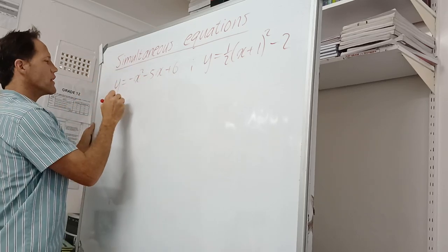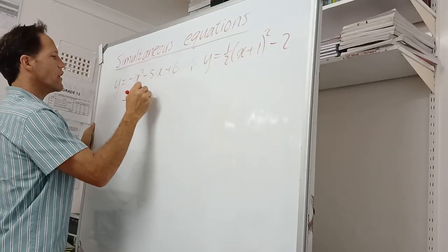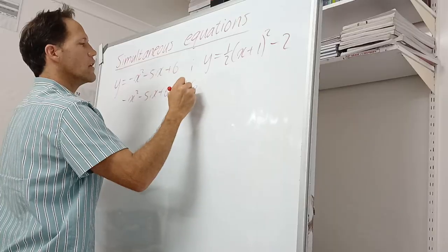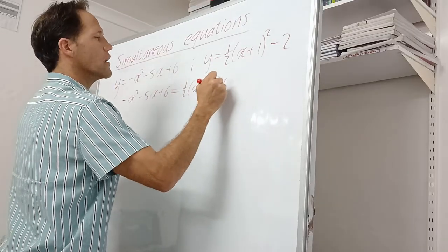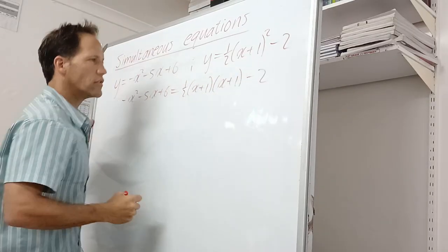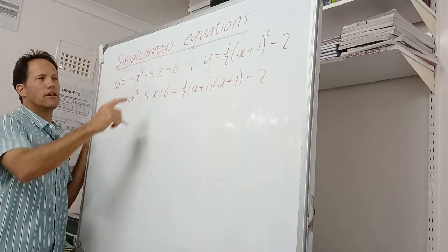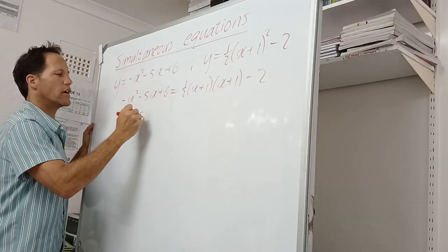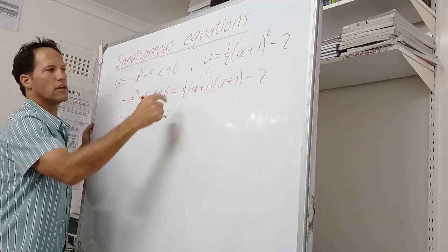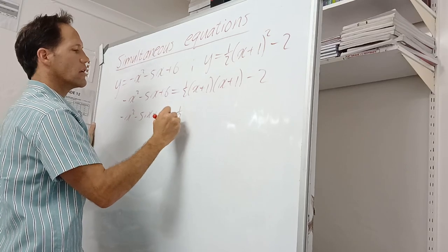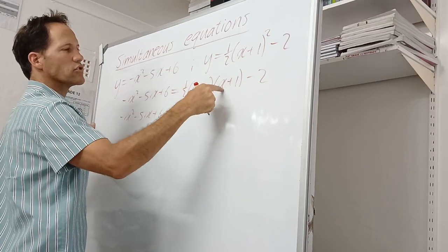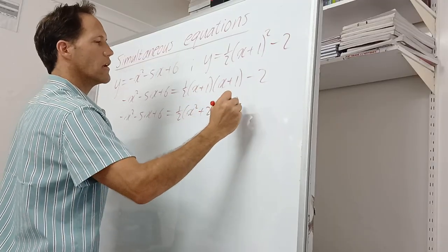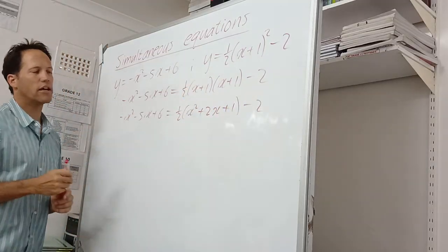Okay, so we're going to put the negative x squared minus 5x plus 6 equal to this, half (x plus 1)squared minus 2. We put them equal to each other, and then we just solve it. So negative x squared minus 5x plus 6, and then if you multiply this out, it's x squared plus 1x is plus 2x, and then times 1. Okay, so multiply that out.